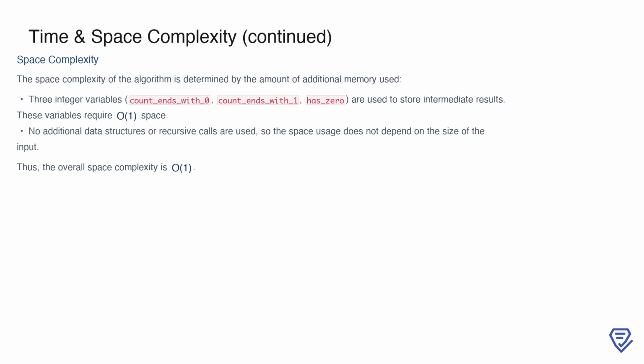Now, let's look at the space complexity. The algorithm only uses a few integer variables to store intermediate results. Specifically, count_ends_with_0, count_ends_with_1, and has_0 each require constant space, or O(1). Additionally, no extra data structures are used, and there are no recursive calls, meaning the space usage is independent of the size of the input. Therefore, the overall space complexity is O(1), making this an extremely memory-efficient solution.